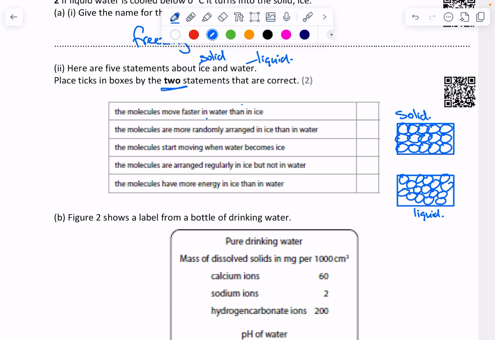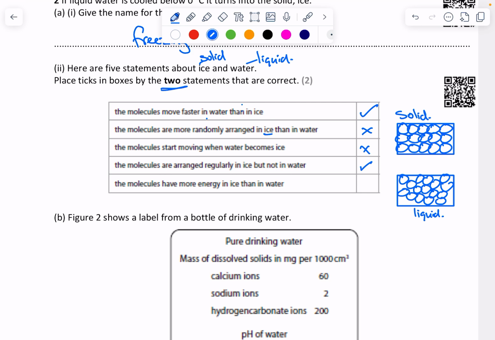The molecules move faster in water. Well, water has more energy because the water is hotter, therefore the particles will move more, so that's going to be true. The particles are more randomly arranged in ice. That's not true because ice is a solid and they are in nice straight rows. The particles start moving when water becomes ice. That's not true. They're moving all the time. The particles are arranged regularly in ice but not in water. That is true as well.